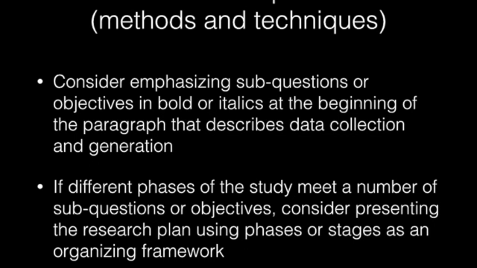Also, you need to think about a few formatting things here, which makes it easier again for people to read your proposal. Consider emphasising the sub-questions or objectives in bold or italics at the beginning of a paragraph that describes the data collection that you're planning on undertaking in order to meet that question. So again, a very clear link between the sub-question or objective and the process of data collection. If you end up with different phases of a study meeting a number of questions or objectives, then consider presenting your research plan using a flowchart or a diagram that identifies those phases and stages, and then when you're writing text about it, use the phases and stages as your italicised heading.